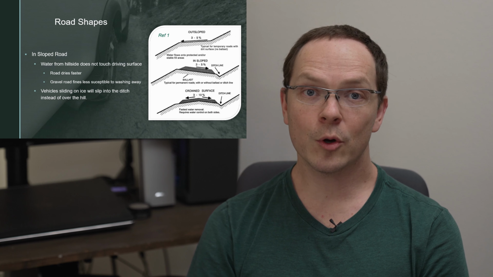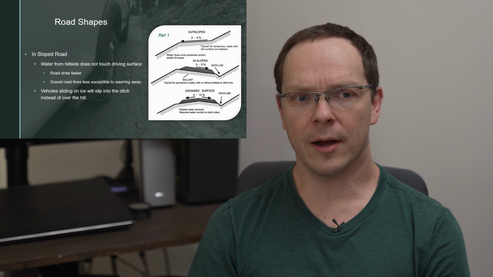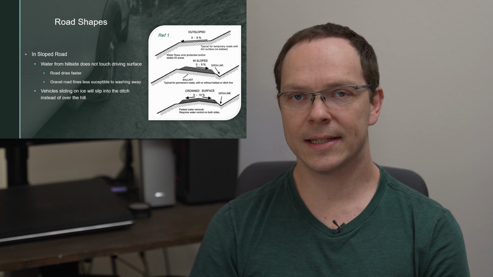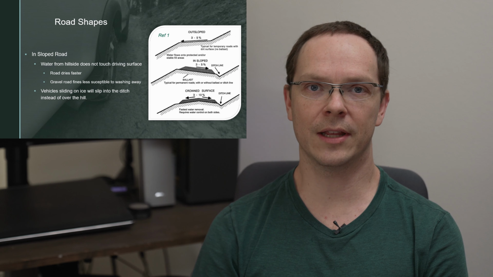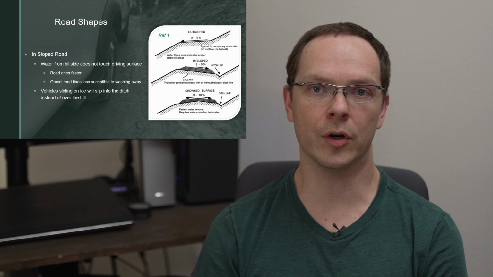There are 3 basic types of road shapes that you can do for an access road. There's an outsloped road, and that's for very intermittent access. It's seasonal logging roads, things like this. You're not going to use that for anything that's a regular or permanent road.